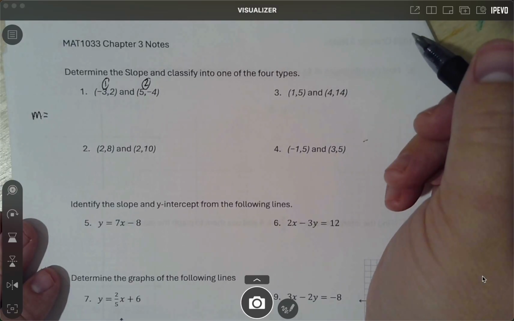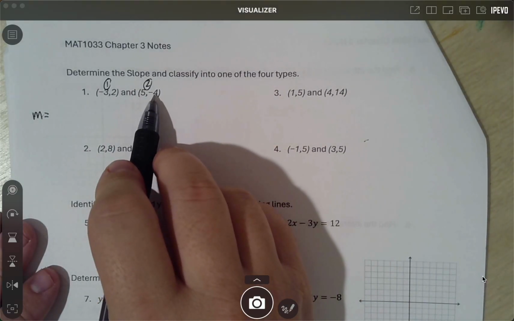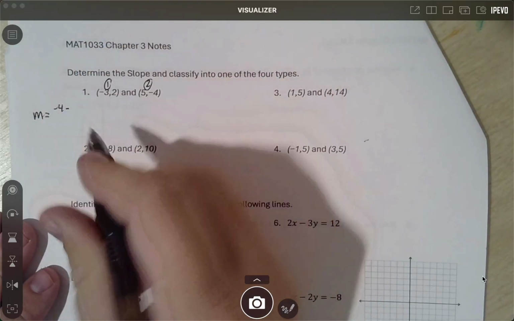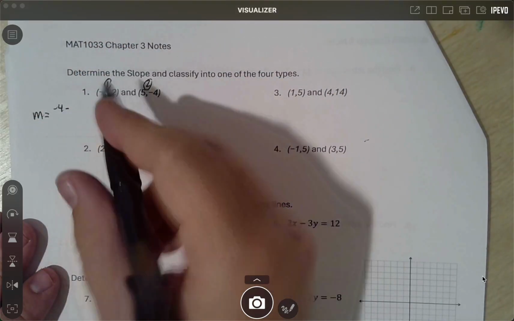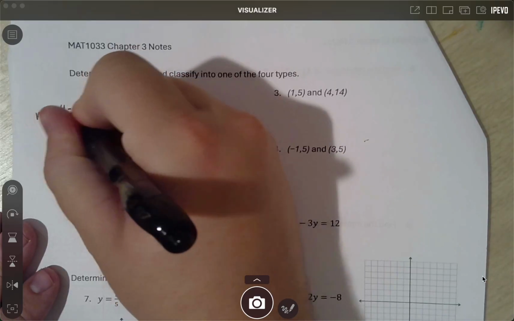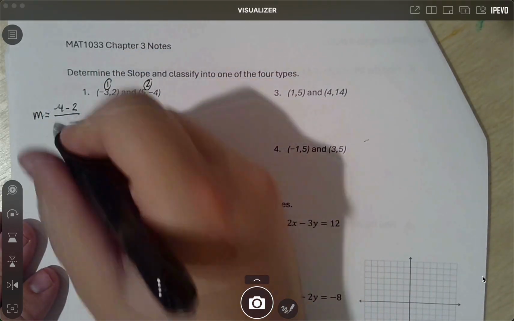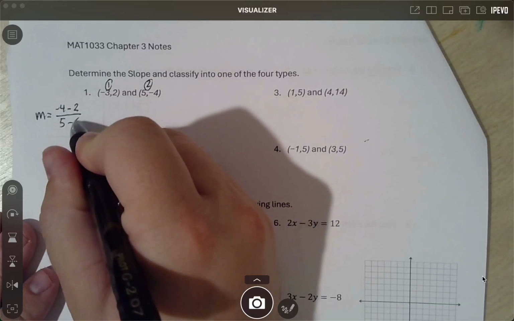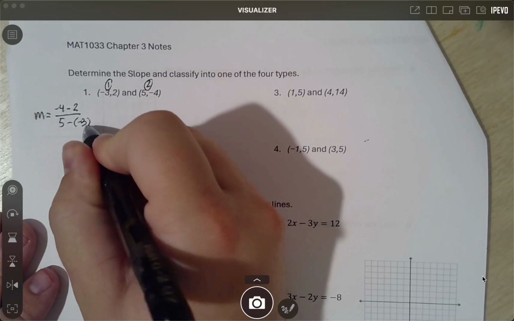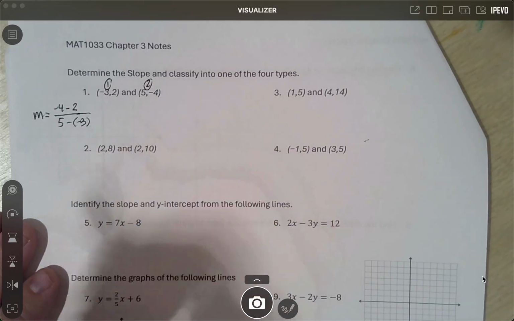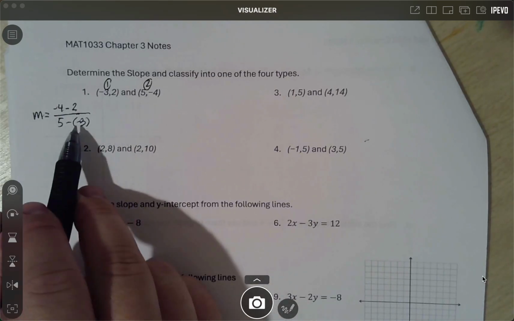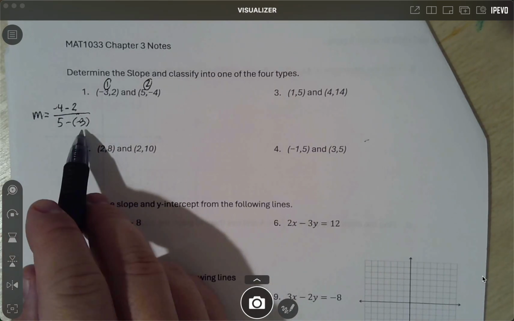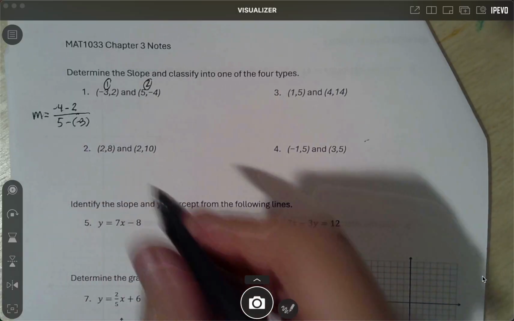And the formula is y2, so there's the y value of my second point, negative 4, minus y1, which would be 2, the y value for my first point, over x2, which is 5, and then, careful, watch this, minus negative 3, the x value of my first point. So notice the way I'm writing that. You'll see your online homework help you out with that as well. They'll write minus and then parentheses, negative 3, the value you substituted.